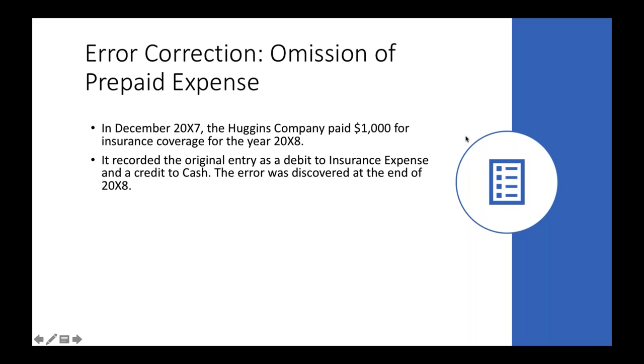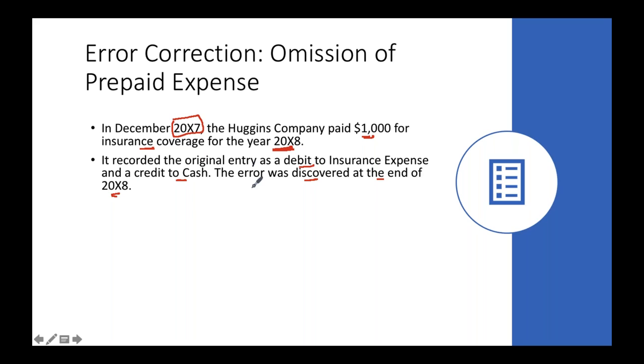Now, the next example is $1,000 for insurance coverage for 2008, next year. The original entry, debit insurance expense and credit cash account, was the original entry passed by the accountant. The error was discovered at the end of 2008. This happened in December 2007, and then we realized it in 2008.